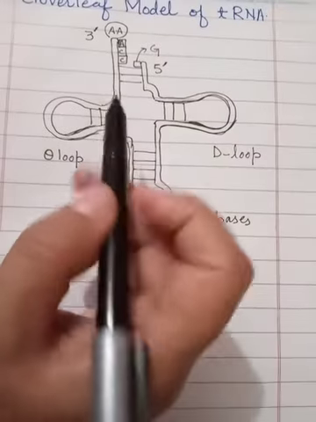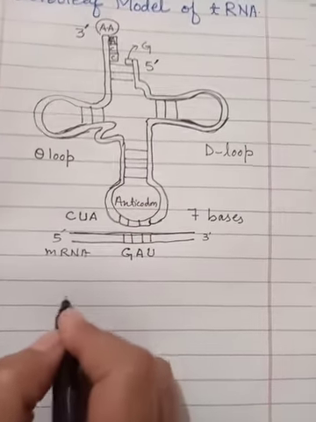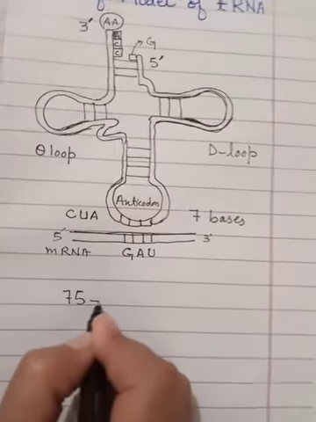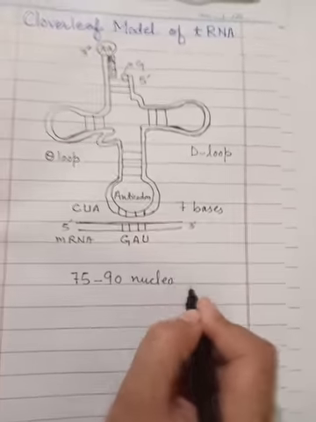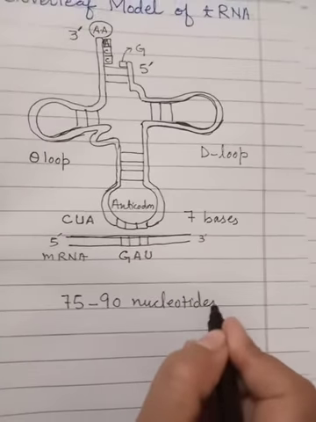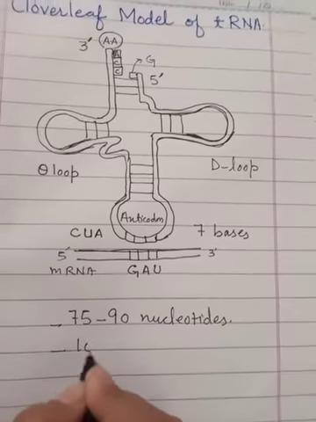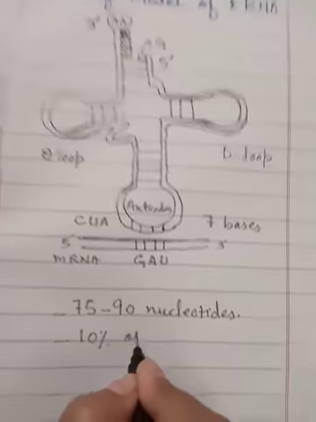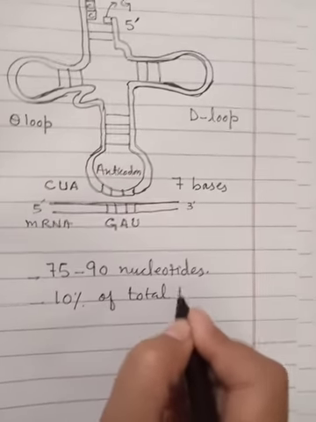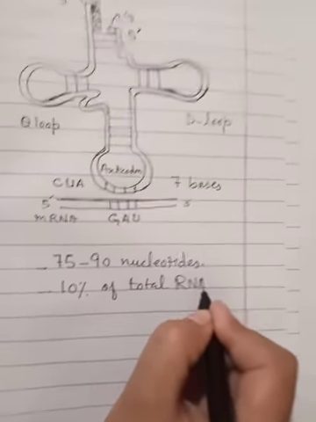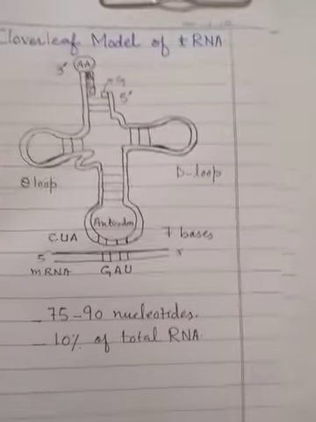Okay students, transfer RNA consists of about 75 to 90 nucleotides, and it is considered the smallest RNA molecule. It makes about 10% of the total RNA. Like its percentage is about what? 10% of total RNA. So that's all about transfer RNA.